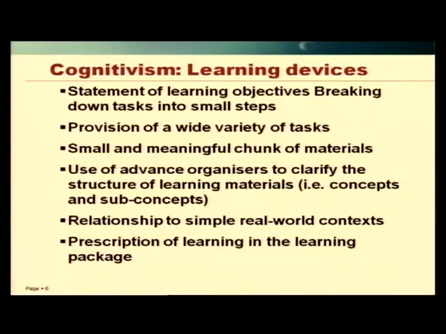Therefore, the learning devices that could be considered if you are following a cognitivist theory, as you see on your screen, are the statement of learning objectives, breaking down into smaller steps, and provision of a wide variety of tasks, because the students would differ in their learning styles and the way they perceive. Some would like to engage in one kind of activity and others in a different kind of activity following the same learning objective. So there should be varieties of tasks for the students to choose from, and small and meaningful chunks of materials.